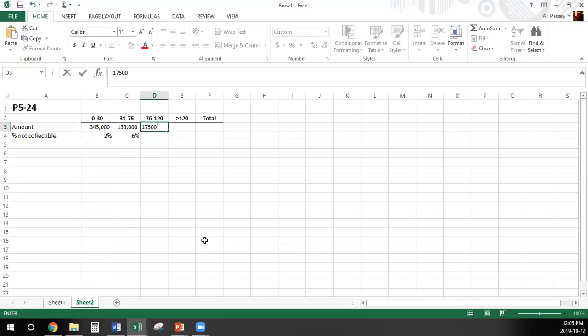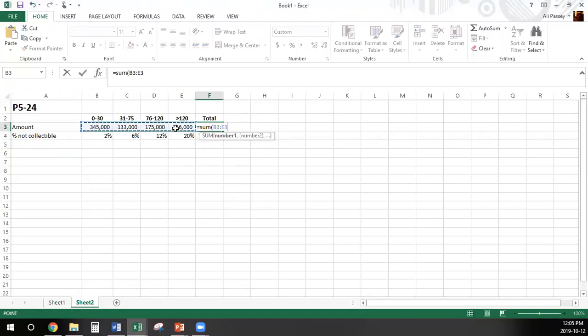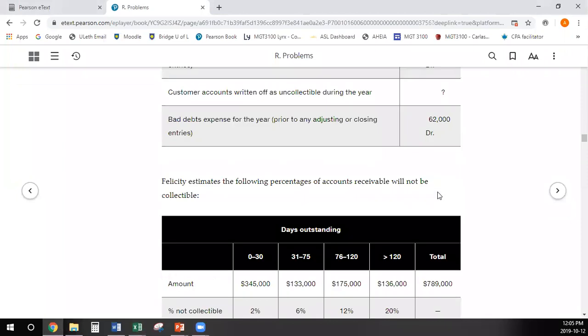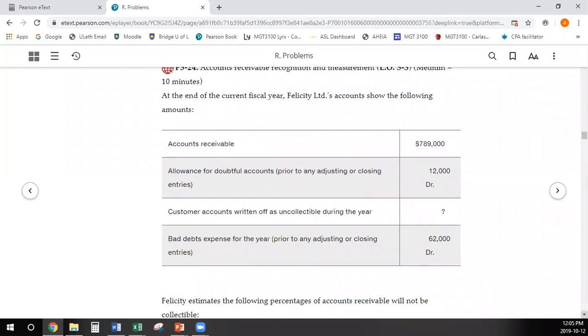In the 76 to 120 day category, they have 175,000 of accounts receivable, and they think 12% of that won't be collectible. And in the over 120 day category, they have $136,000 worth of receivables, and they think 20% of that won't be collectible. So if you add up the total AR amounts in each of these categories, it gets you to $789,000 total accounts receivable, which we know matches what they had told us above as being the total accounts receivable number.